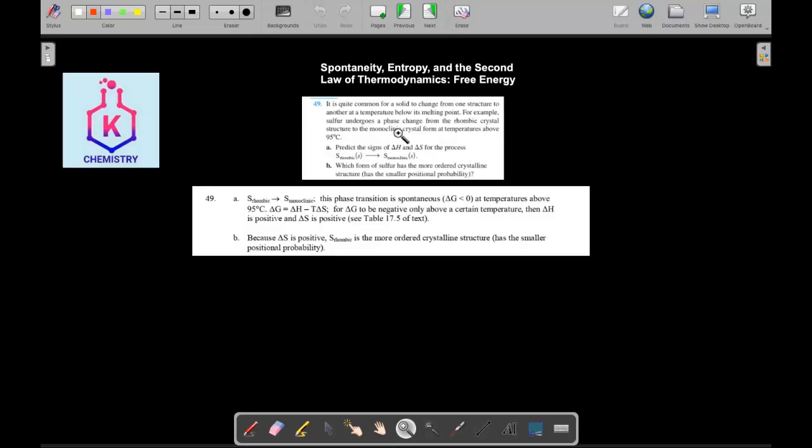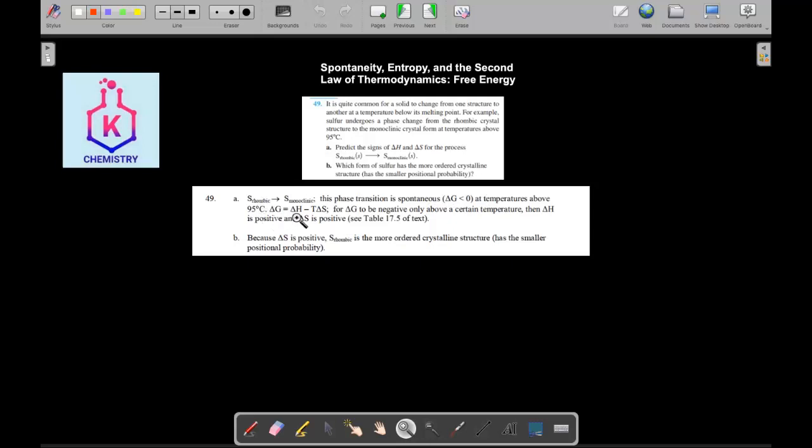It's quite common for a solid to change from one structure to another at a temperature below its melting point. For example, sulfur undergoes a phase change from the rhombic crystal to the monoclinic crystal form at temperatures above 95. Predict the signs of delta H and delta S for the process S rhombic to S monoclinic. This phase transition is spontaneous at a temperature above 95.